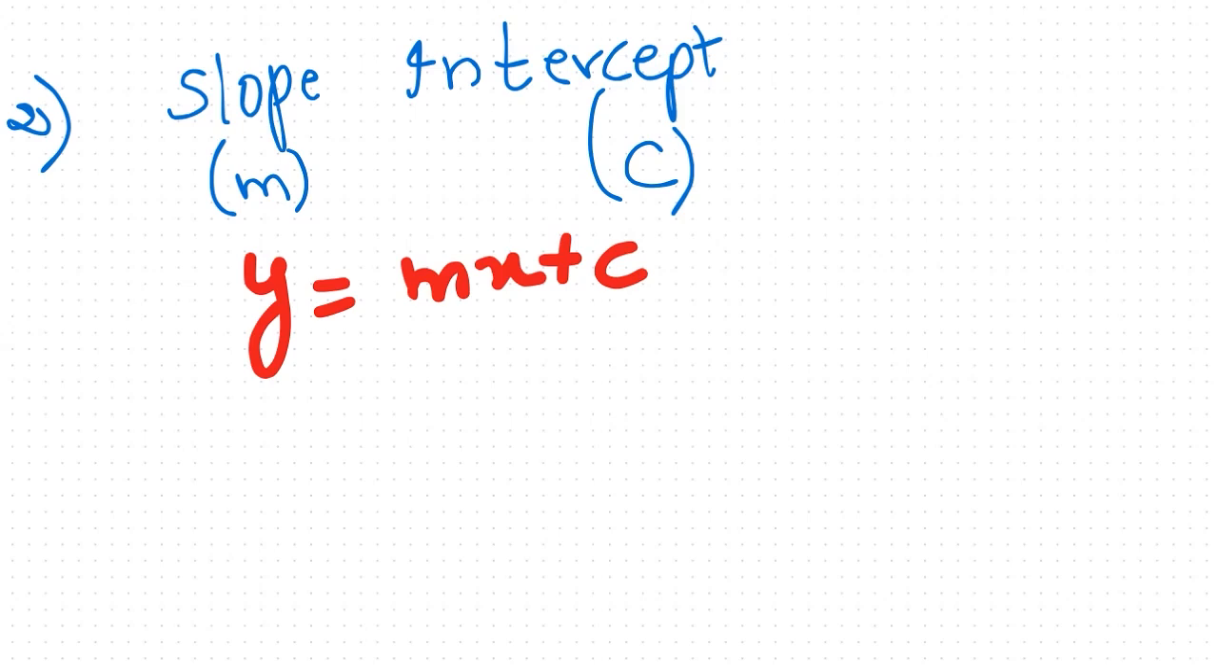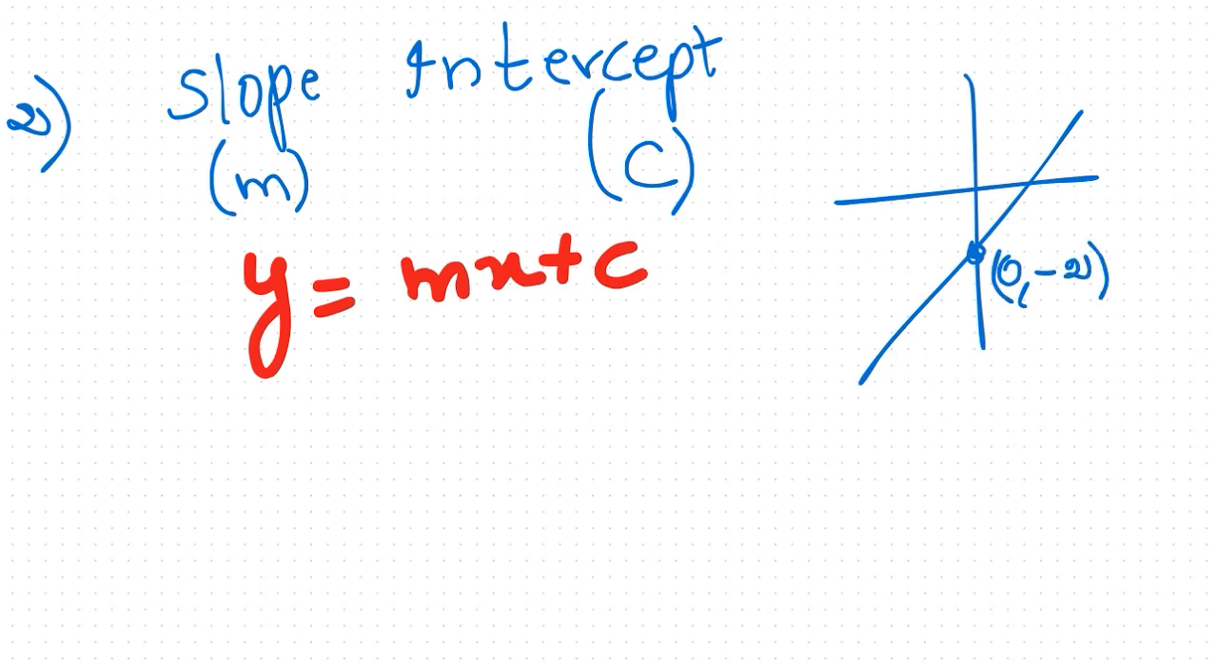Okay, let's say the line is something like this. This coordinate is 0, minus 2. This coordinate is 2, 0. Slope is given as, let's say, 1. Write the line equation for this line.